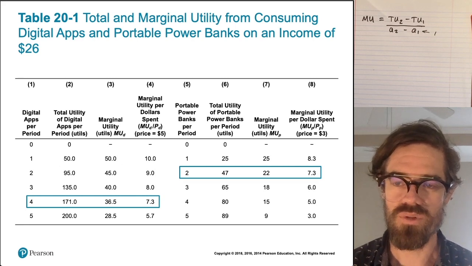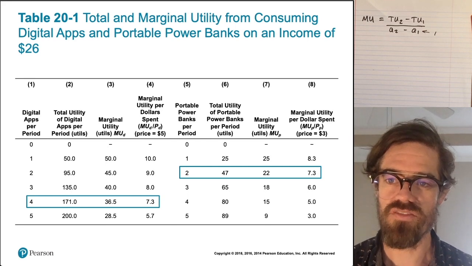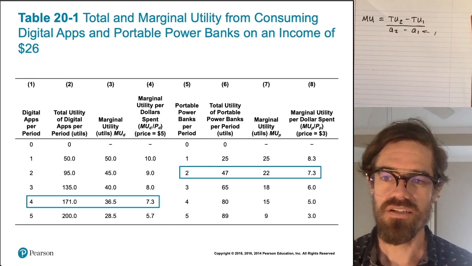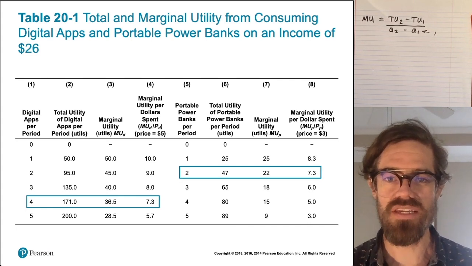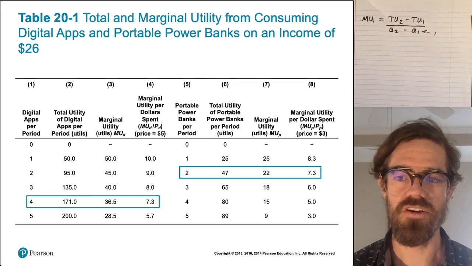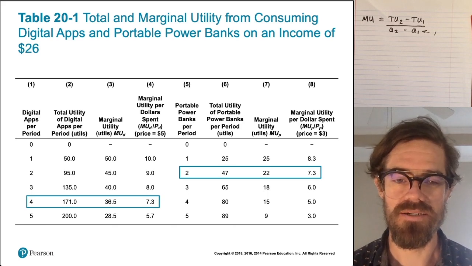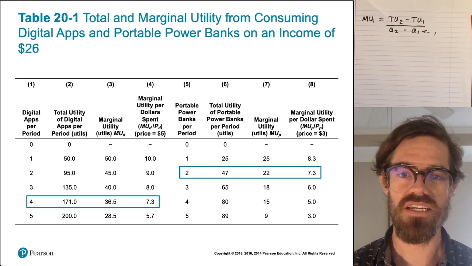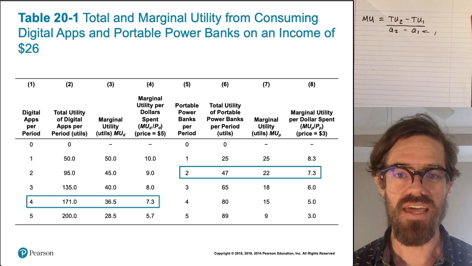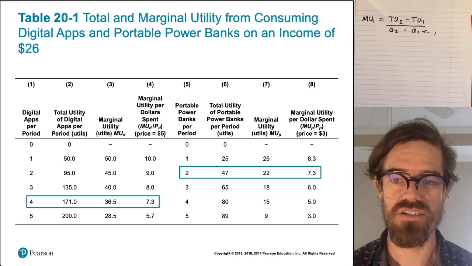Okay, so we're told that the price of digital apps is $5. So if we take marginal utility and divide it by the price of apps, 5, we basically get marginal utility per dollar. Now, why is this important? Why do we care about this? This is basically what we call bang for your buck, right? So the bang is the satisfaction, and the buck is, of course, how much you have to spend to get that satisfaction. So that's what marginal utility per dollar is telling us. It's telling us how much can we get per dollar, in other words.